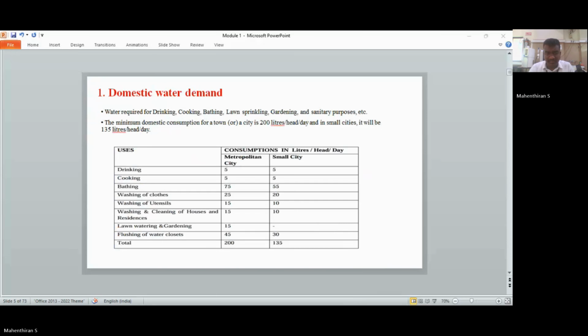So finally, when we add all these components, the total domestic water demand in metropolitan cities is 200 liters per person per day, whereas in small cities, it is 135 liters per person per day. This matches the highest standard values which we have discussed earlier.